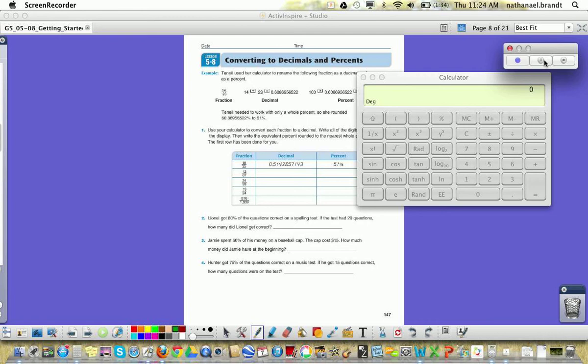Before we start in on actually converting, we're going to talk a little bit about the purpose of percents. Percents are useful for making comparisons between quantities when the whole is not the same. For example, 8 correct on a test seems like it would be better than 4 correct on a test, but it depends on how many questions were on each test.